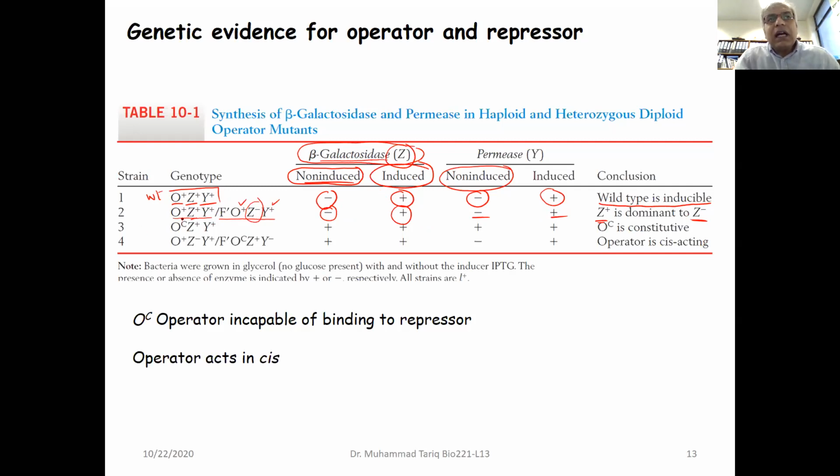They found a genetic mutant which they call OC, or constitutive operator. OC was constitutive, so they named it constitutive operator. And in this case, why did they name it OC? Because whether you have lactose or you don't have lactose, these genes are on in the presence of this mutant.